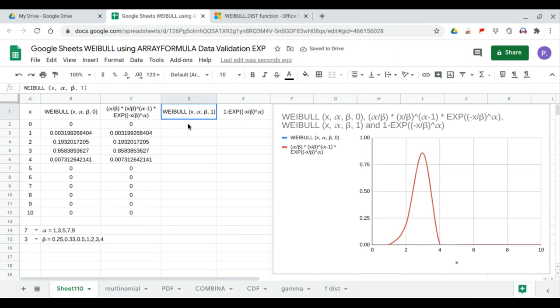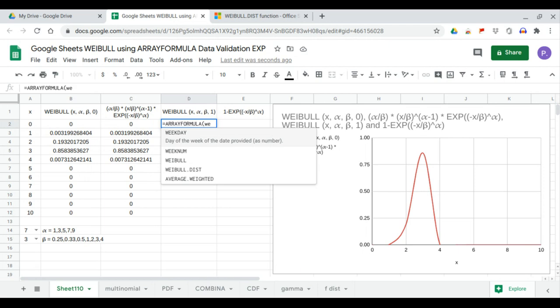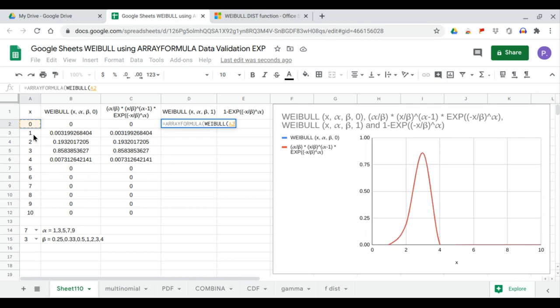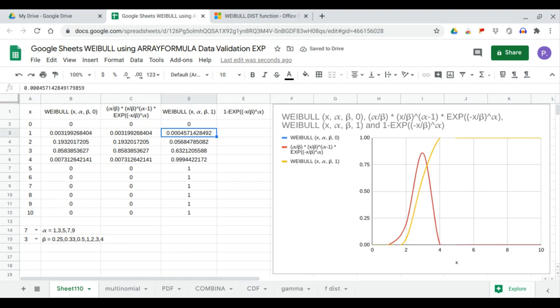Now we can go to the area where we calculate the cumulative distribution function. So it is array formula of the WEIBULL of the x values. We have alpha and beta, and this time we use 1 because it's the cumulative distribution function. So this one in yellow is the cumulative distribution function.